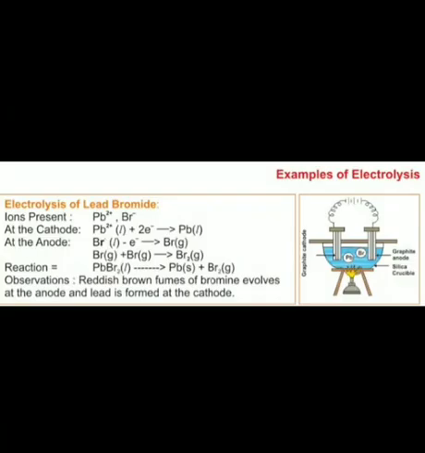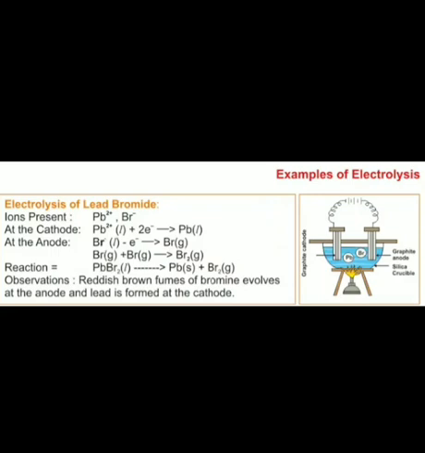So what is the reaction at cathode and anode? At the cathode, Pb2+ migrates towards the cathode and gains 2 electrons and is neutralized to Pb, that means lead metal. And at the anode, what happens? Br- loses electrons and forms Br, and it loses 1 electron each. These electrons combine and form bromine molecules.